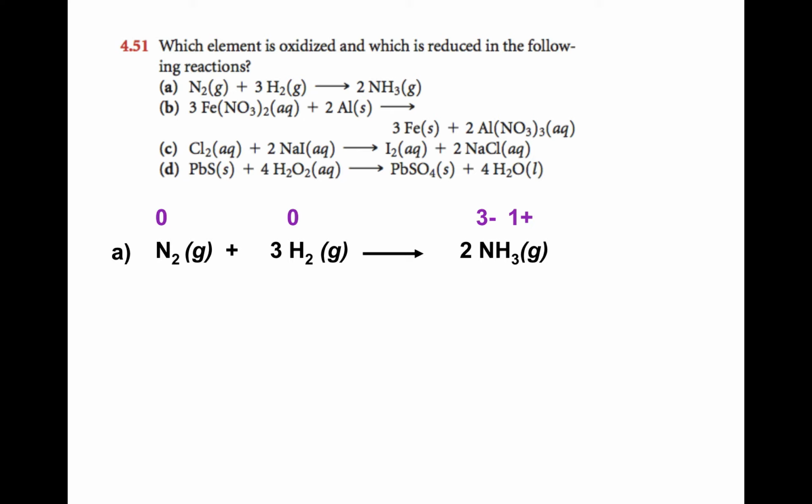All right, so in order for nitrogen to go from a 0 state to a -3 state, it had to take electrons, so it's reduced. In order for hydrogen to go from a 0 state to a plus state, it had to lose electrons, so it's oxidized. That's the language.